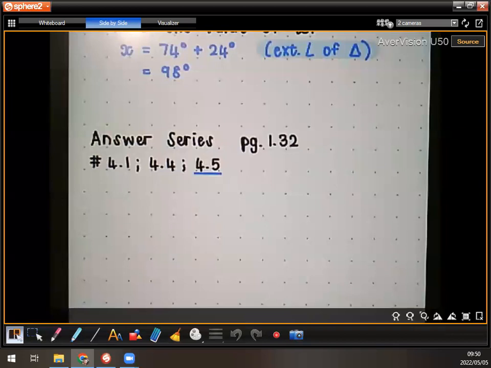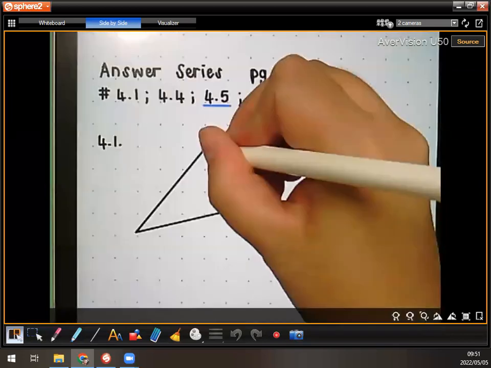Okay, I need to choose the ones that you will be able to do. All right, so I can't just say number 4 because there are some of them that you won't be able to do. So 4.1 you must do, 4.4. 4.5 is a tricky one, so see if you can do 4.5. I think you might be able to. And then 6.3.